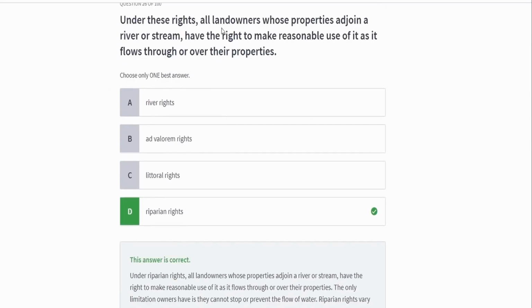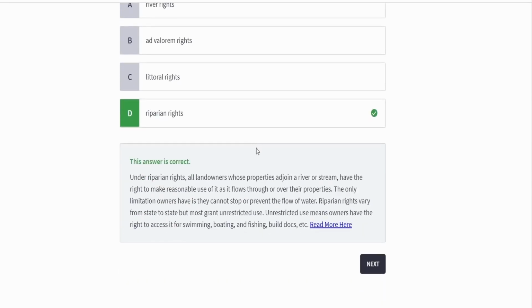And again, in this question, it said adjoin rivers. It basically gave us the answer, guys. It says river, rights, rivers. That's all you need to know. Rights, rivers, riparian. Boom. Boom, roasted. There you go. It's as simple as that. All right, I apologize for the poor humor.